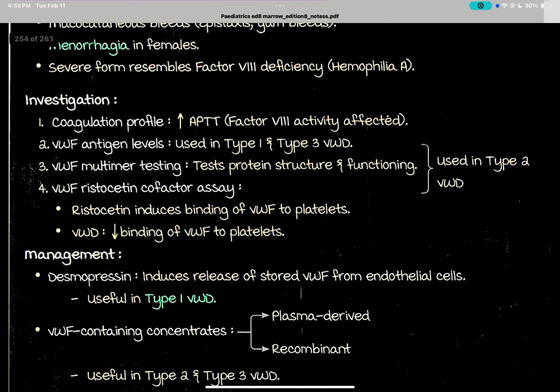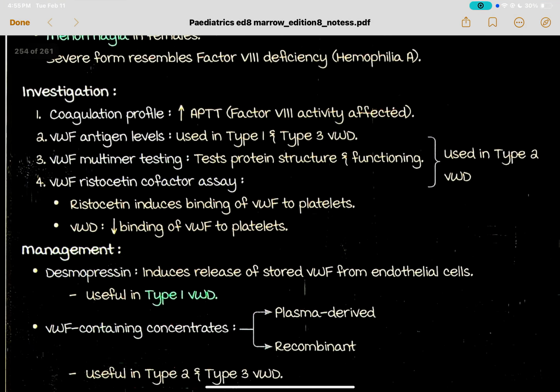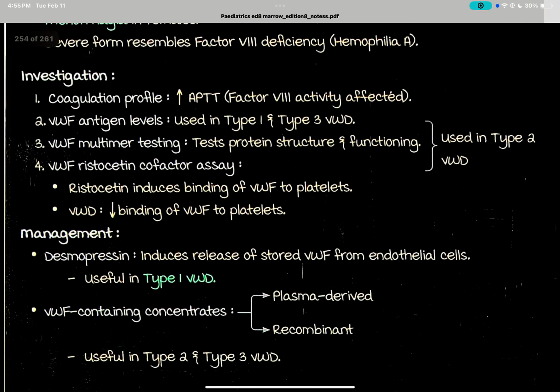Investigations: coagulation profile, increased APTT, factor 8 activity affected. Von Willebrand factor antigen levels are used in type 1 and type 3. Von Willebrand factor multimer testing tests protein structure and functioning.